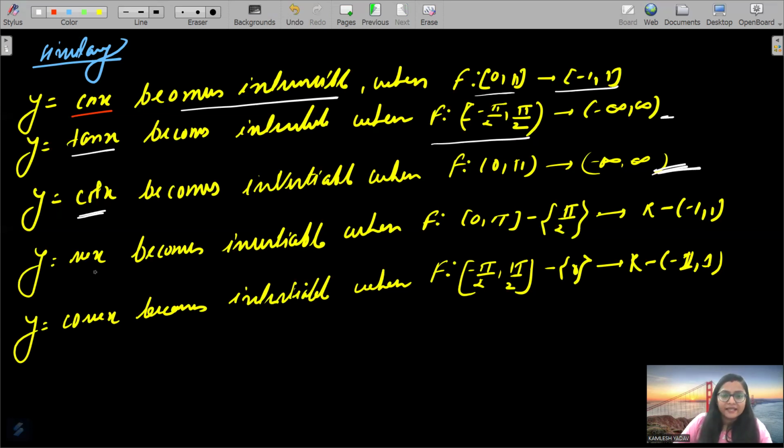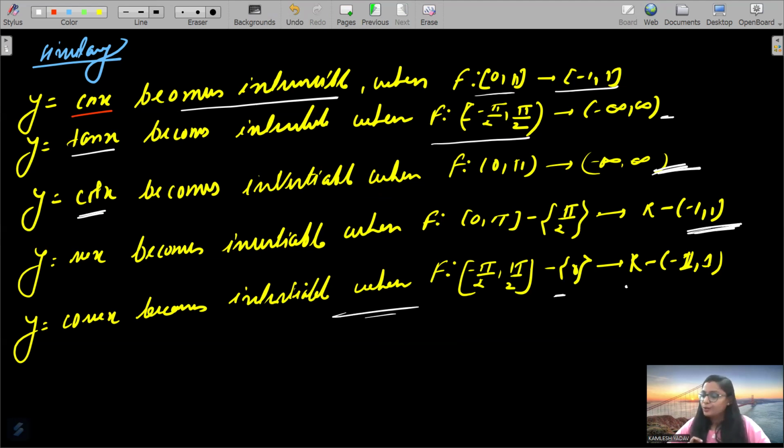Then the case for sec x. It becomes invertible when f: [0, pi] minus {pi/2} -> R minus (-1, 1). And what about cosec x? Cosec x becomes invertible when f: [-pi/2, pi/2] minus {0} -> R minus (-1, 1). In these domains and ranges, these functions become invertible.